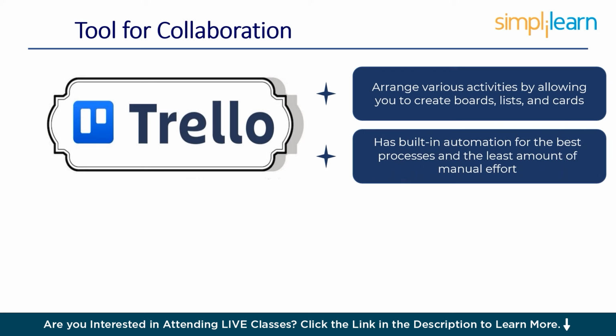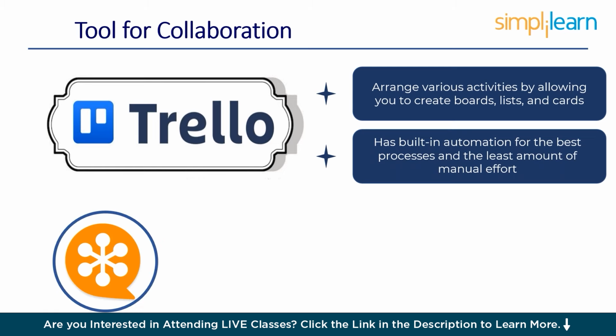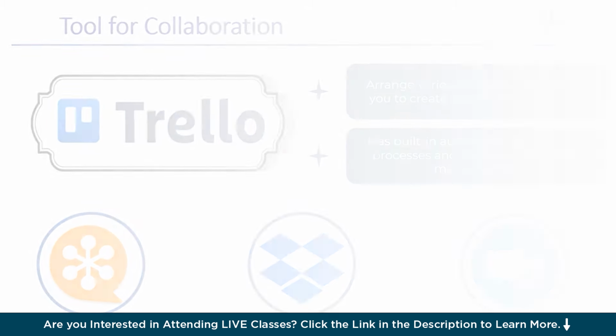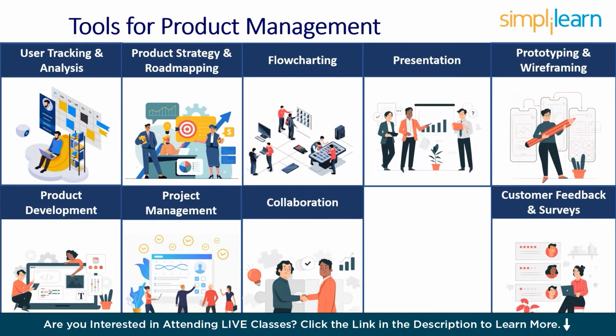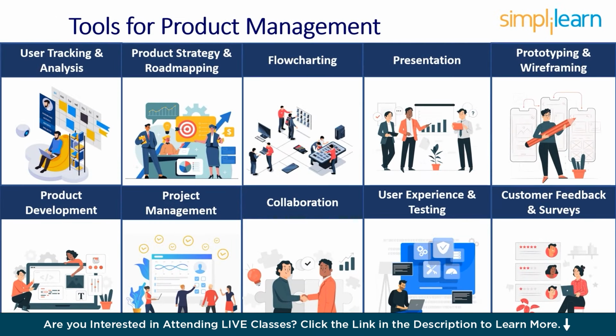Trello has built-in automation for the best processes and the least amount of manual effort, like many other top products today. Trello is an essential component of your product management stack since the job of the product manager involves coordinating a lot of various moving elements. The alternatives for Trello for collaboration are GoToMeeting, Dropbox, and Zoom. The next functionality of product management is user experience and testing.